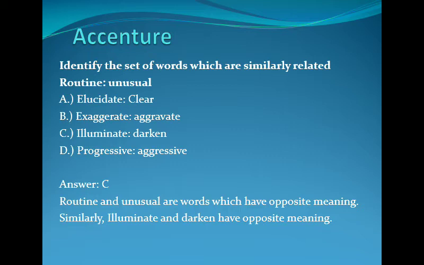Illuminate means make something brighter. Maybe a room can be illuminated with lamps or with bulbs. And the opposite of that is darken. Darken means to reduce the light that is available in a room. Okay, so these 2 are opposites. Let's go on to the next slide.